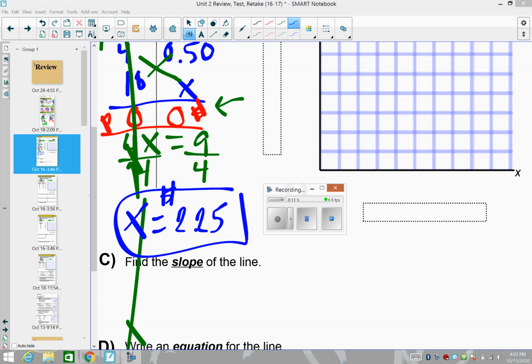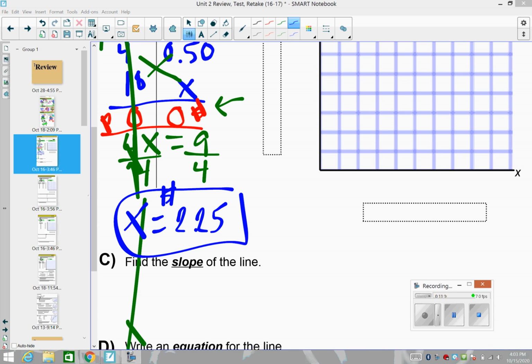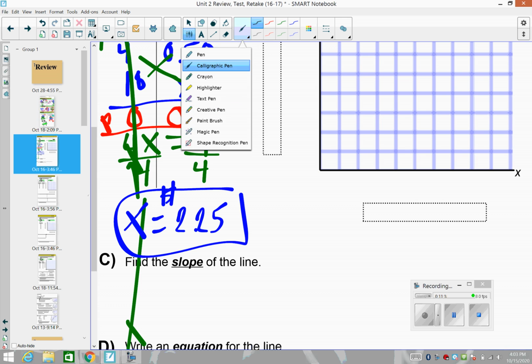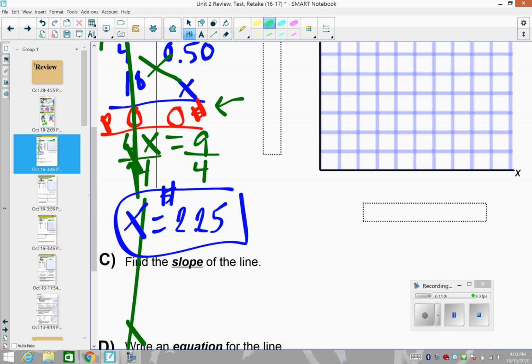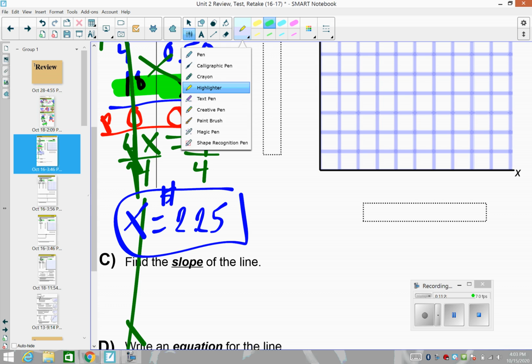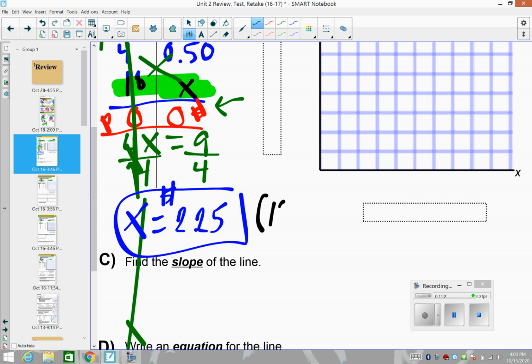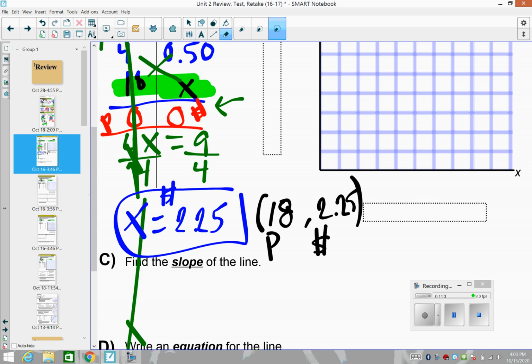$2.25 for 18 pencils. So if we write that as a coordinate, back up from the beginning here, 18 pencils cost how much is the question we're answering. So we're going to say that 18 pencils cost $2.25. That would be our solution to the problem. We recognize that we were able to use cross products because it is definitely proportionate.